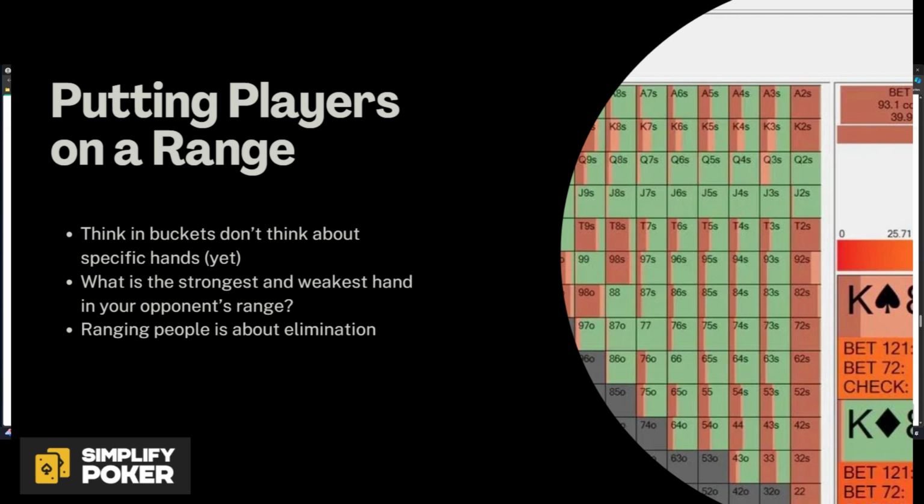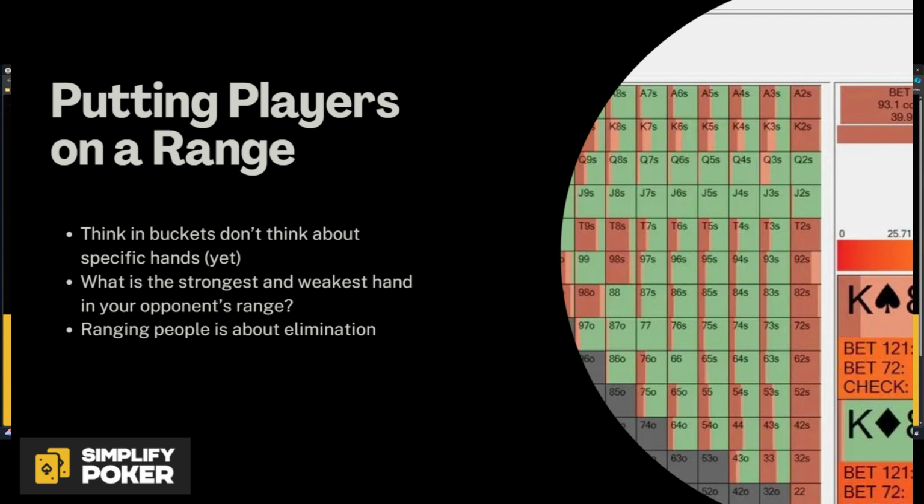Before they look at their cards, they have a random hand. And that's sometimes important, for example, when you're short stacked and you're thinking about going all in. You just put them on the random range and you decide what they're going to call with and what they're going to fold, and then whether your shove is profitable. Every time they take an action, you can remove hands. Maybe not completely.